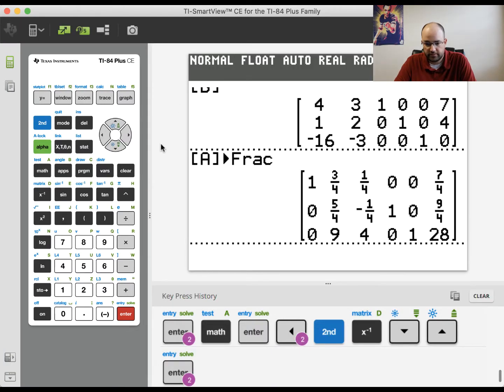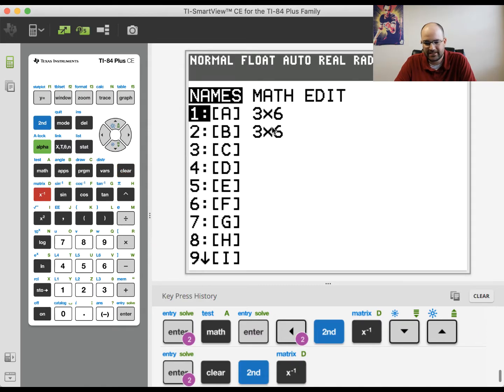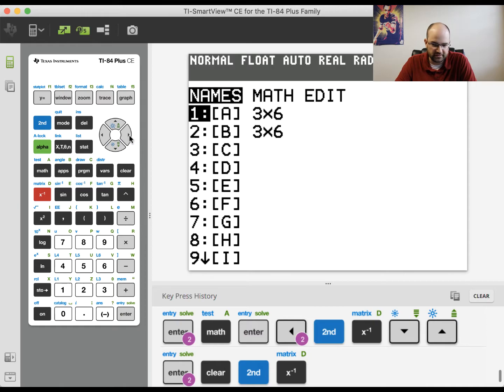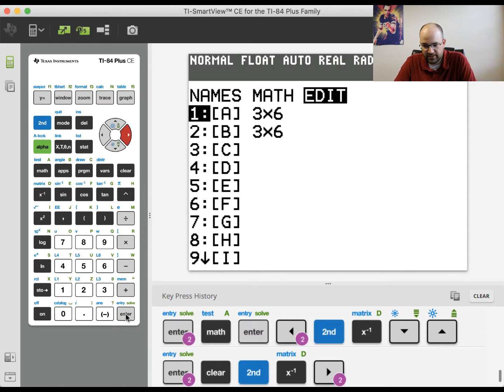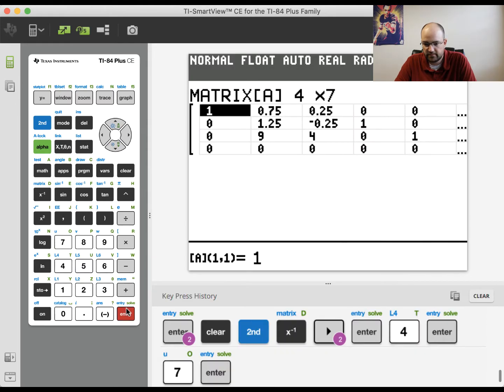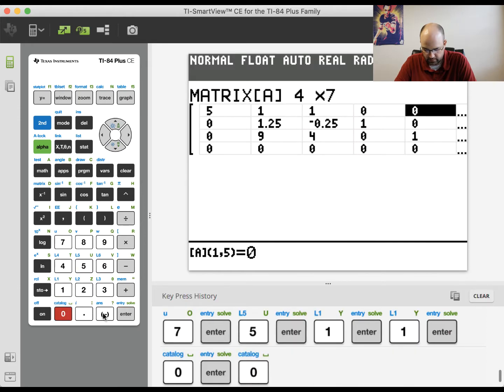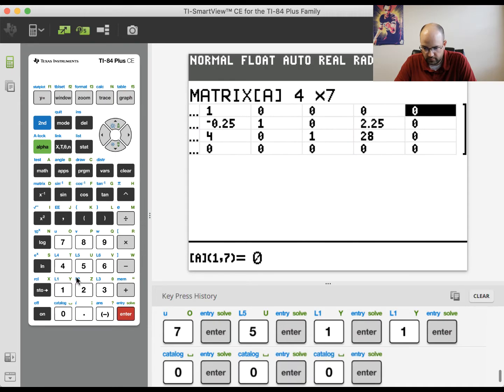Welcome to the calculator. Let me go ahead and clear everything here. Let's go back into matrix. Now, remember I said last time that it doesn't matter if you delete these or not. I'm not going to delete it this time. So I'm going to edit matrix A. We always want to edit matrix A. So on this matrix, it's a 4 by 7 matrix. So we're going to type in 5, 1, 1, 0, 0, 0, 40.